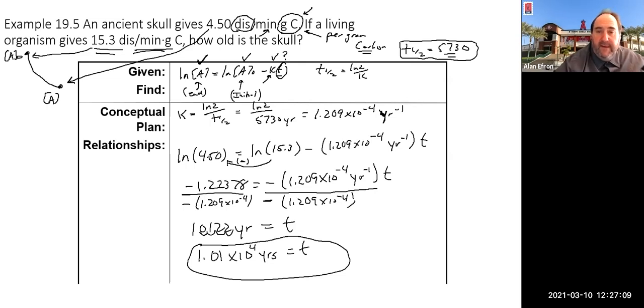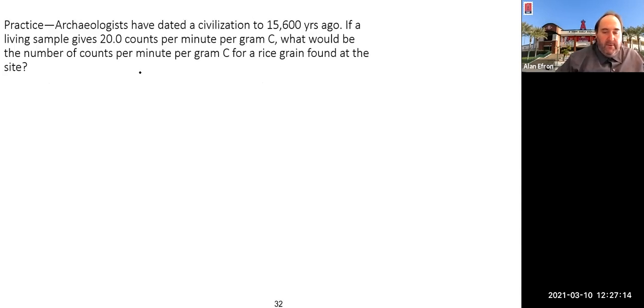Okay, so why don't you give another one a go just to see. We have dated a civilization back to 15,600 years ago. If we have a living sample that gives 20 counts per minute per gram of carbon, what would be the number of counts per minute per gram of carbon of a piece of rice that was found on the site? So take a second there. And again, I'll give you a hint. Obviously, we're using carbon again. So if you need the half-life, you probably should be using the same one as we just did in the previous problem. So take a couple minutes and we'll talk about it.